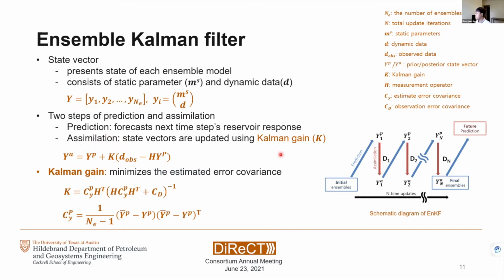In the assimilation, they are using the Kalman gain, which is given here as K, and this Kalman gain is mathematically defined in the following equation. This is designed to minimize the error covariance among the realizations. And here is the schematic diagram. From the initial ensemble, we predict for the next time step, and by comparing the estimated result and our actual observation, we assimilate it. And then from the updated model, we predict one more time. And then we do this iteratively until the end of our production history.